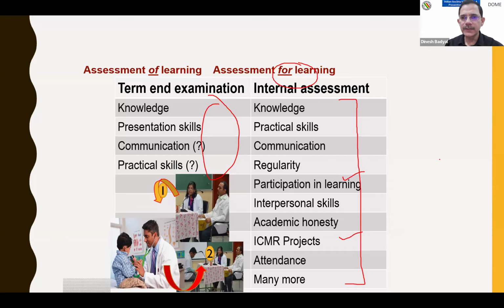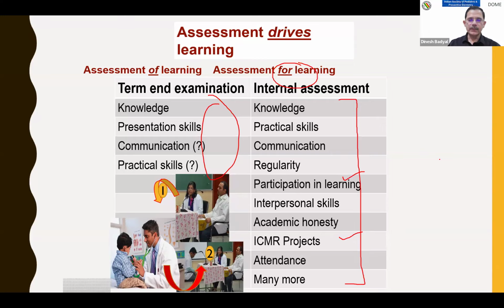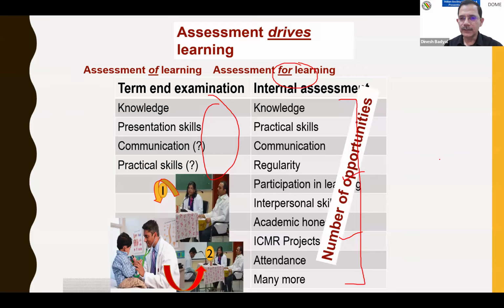So that provides us something which is the purpose of internal assessment, that we use it for their formative components. We improve their learning. So coming to the basics, one of the principles in learning is that assessment drives learning. If your internal assessment is strong, it will encourage students to read more, learn more. And also you can see the number of opportunities is much more as compared to university exams.